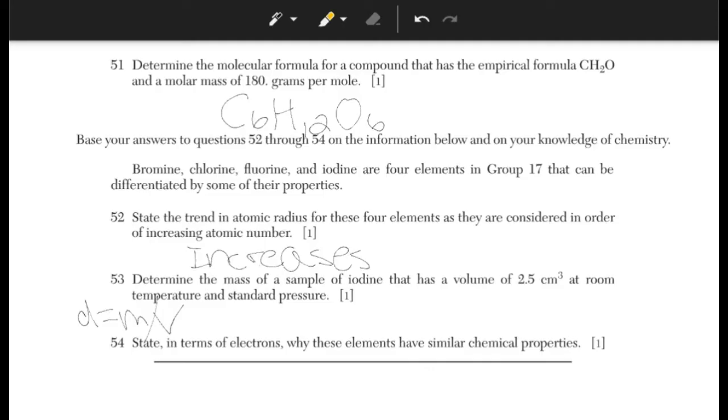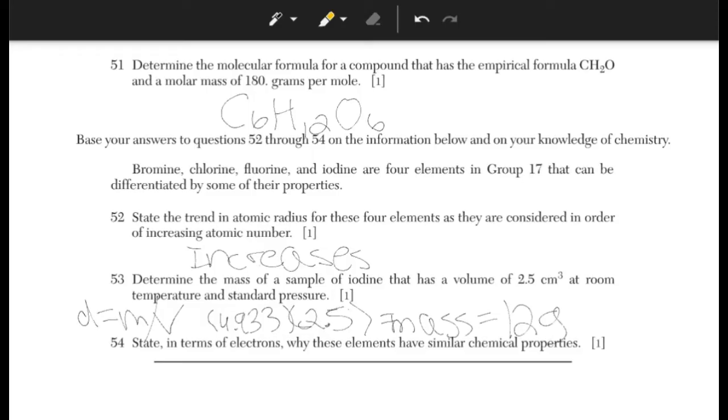The equation can be arranged as 4.933 grams per centimeter cubed times 2.5 centimeters cubed is equal to mass. Mass is equal to 12 grams because there are 2 significant figures in the equation, so the answer should also have 2 significant figures.